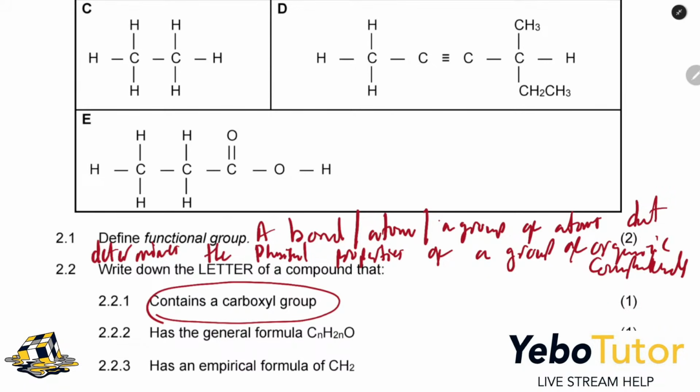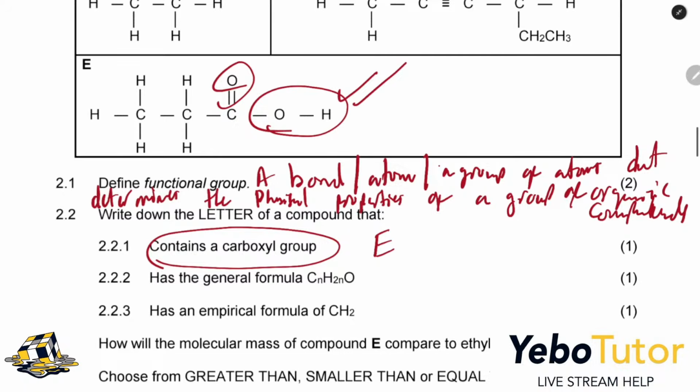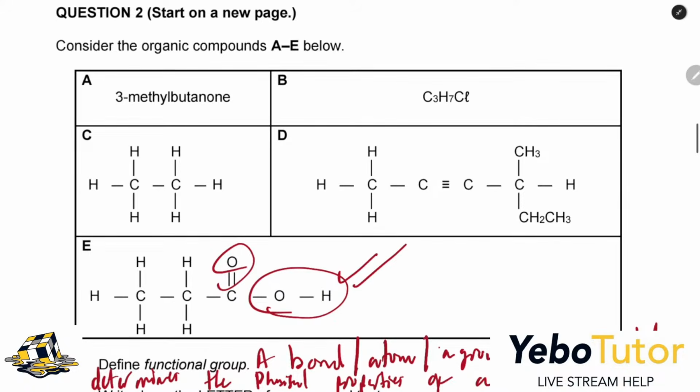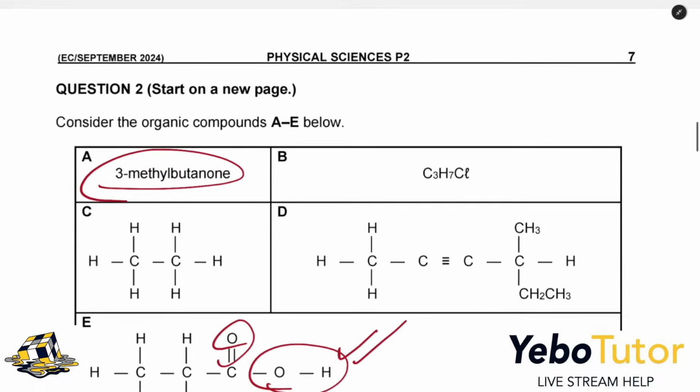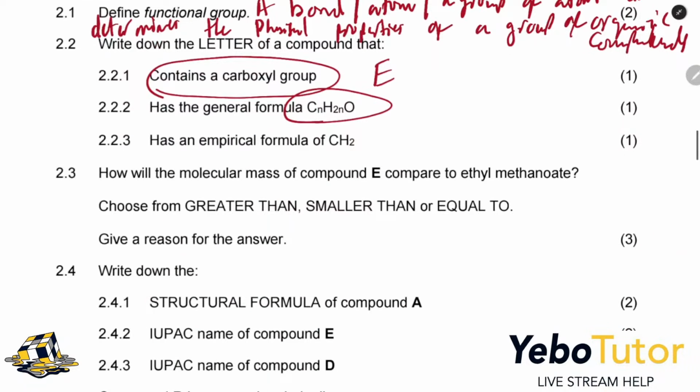Now, write down the letter of the compound that contains a carboxyl group. That's easy, guys. That's going to be E, because this is what contains that carboxyl group there. As you can see, we have a double bond between carbon and oxygen, and also an OH over there. Now, write down the letter of the compound with the general formula CnH2nO. That will be 3-methylbutanone. This is a ketone, so we know the general formula for that will always be CnH2nO.